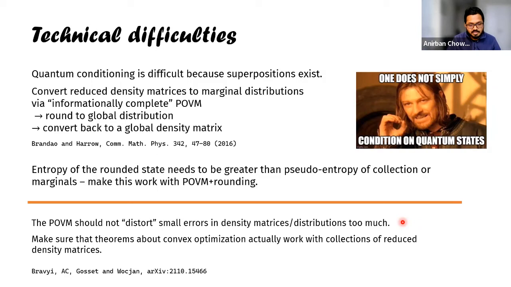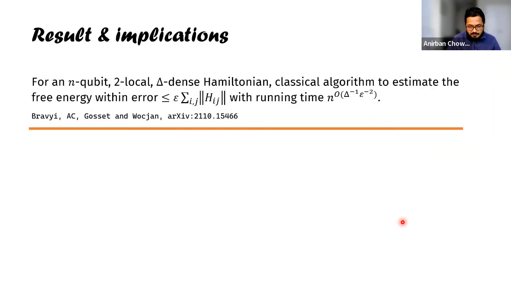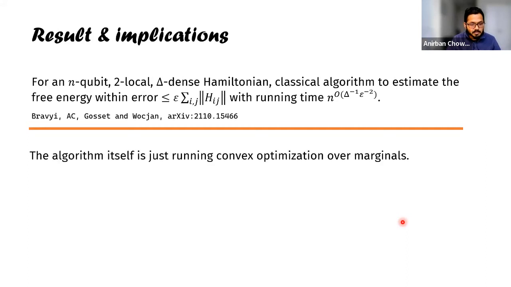And finally, we need to make sure that in this setting of reduced density matrices, the theorems about convex optimization actually work through. All this we prove in the paper, and I won't tell you about it, but please feel free to ask me questions later. And we get the following result, and I'll just mention some quick implications.